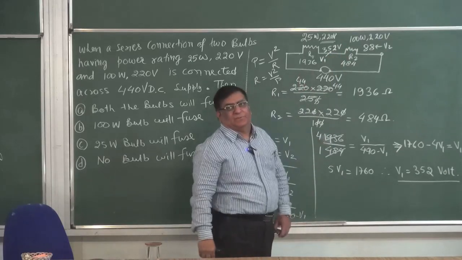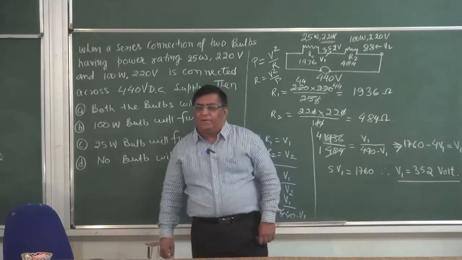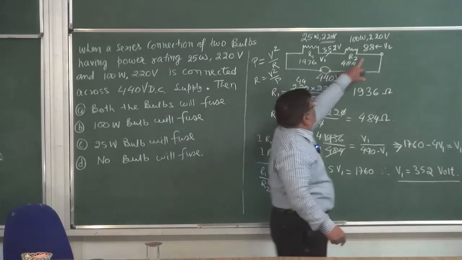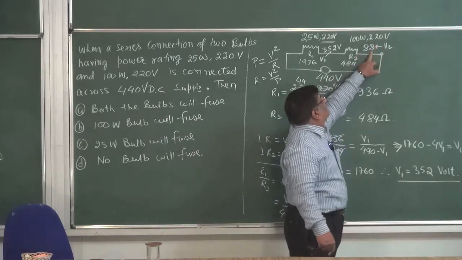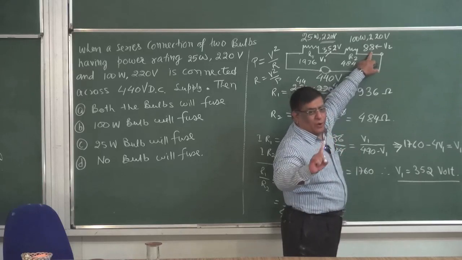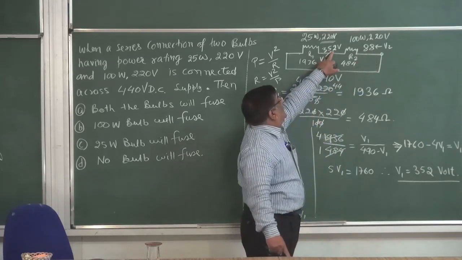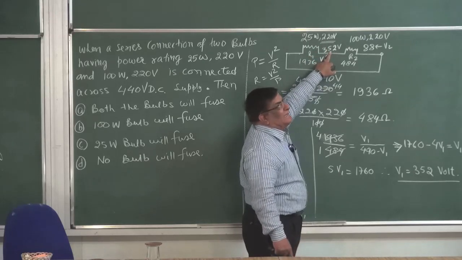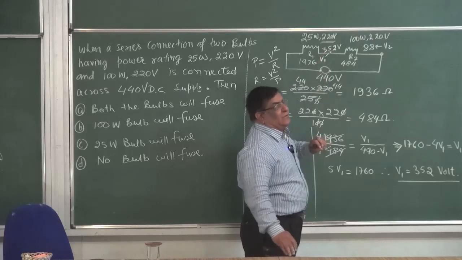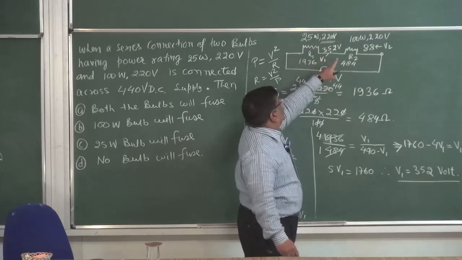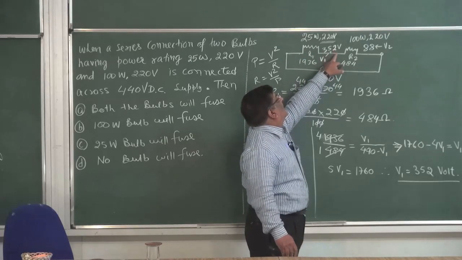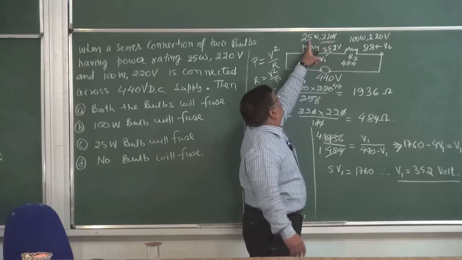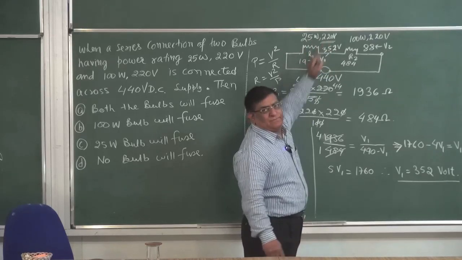Now see the conditions in both. What we discussed earlier: if the voltage applied is less than the rated voltage, the power will become less but it will not fuse. If the voltage applied is more than the rated voltage, the current will be so high that it will get heated up and it will fuse. तो जैसे ही हम इसको स्विच ऑन करेंगे, this voltage will be 352 distributed, which is much higher than the rated voltage, and this 25 watt will fuse.